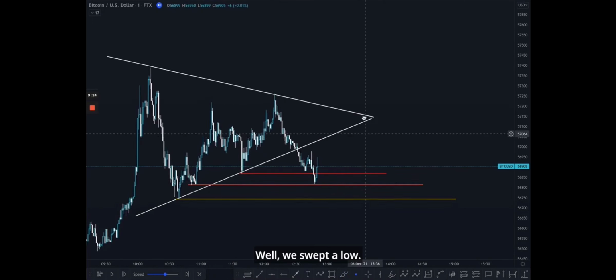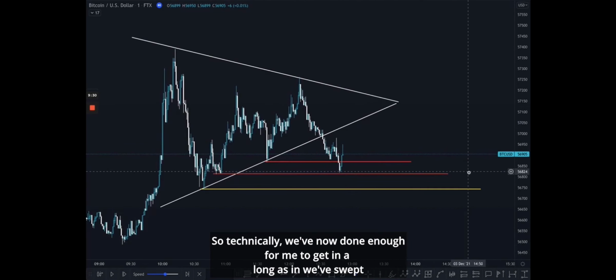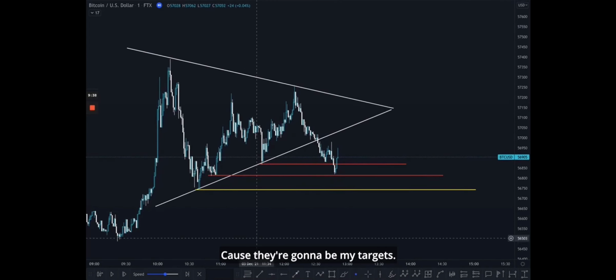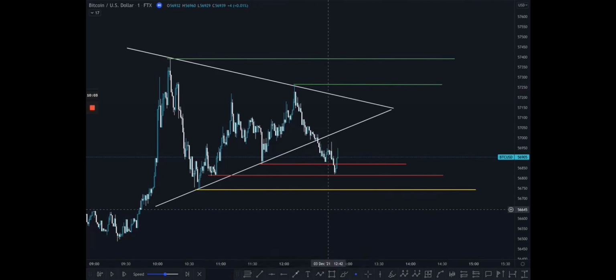Well, we swept out a low, so technically we've now done enough for me to get in a long. As in, we've swept enough liquidity for me to get long and target the highs here and the highs here, because they're going to be my targets. The purpose of this video isn't to recap this trade exactly. It's more about the pattern.